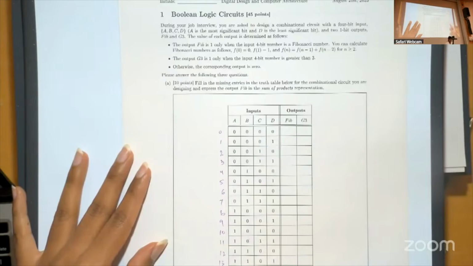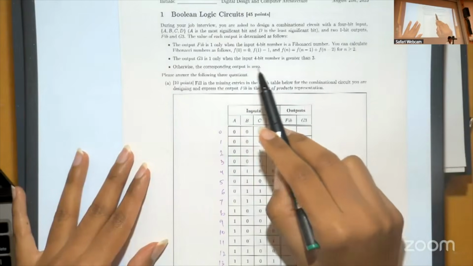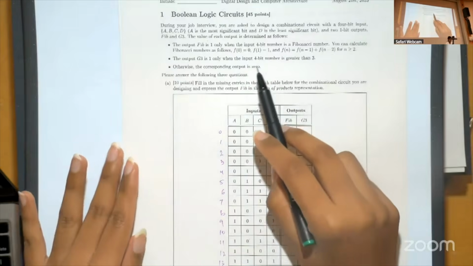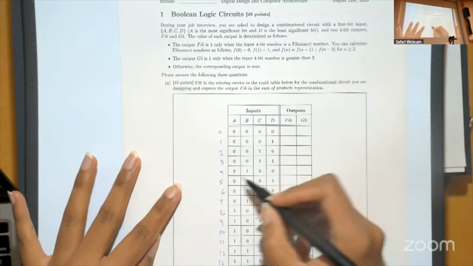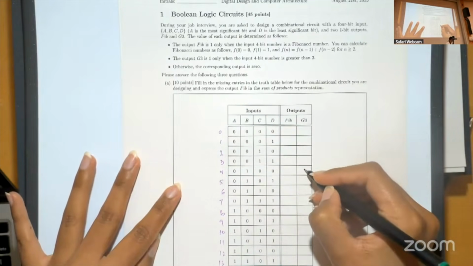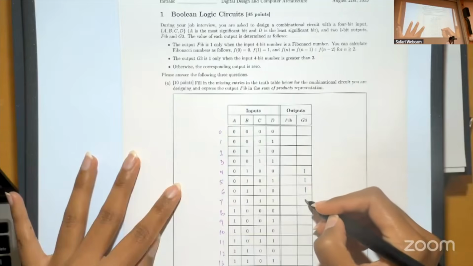So let's first fill the G3 because it's easier. So G3 is 1 whenever the input 4-bit number is greater than 3. So for all of these numbers, G3 would be 1.